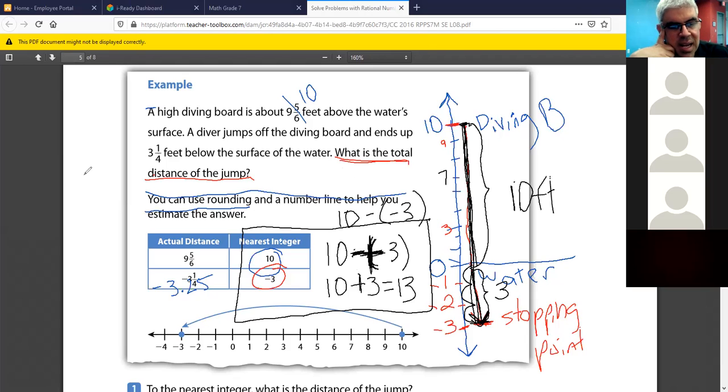But again, a negative parenthesis a negative means negative times a negative. The multiplication rule says a negative times a negative gives me a positive. So I end up with 10 plus 3, which is 13, and hopefully you can see that visually here. From the diving board to the beginning of the water is 10, but then he goes under 3 more feet, so he goes 13. Is that clear or somewhat clear?